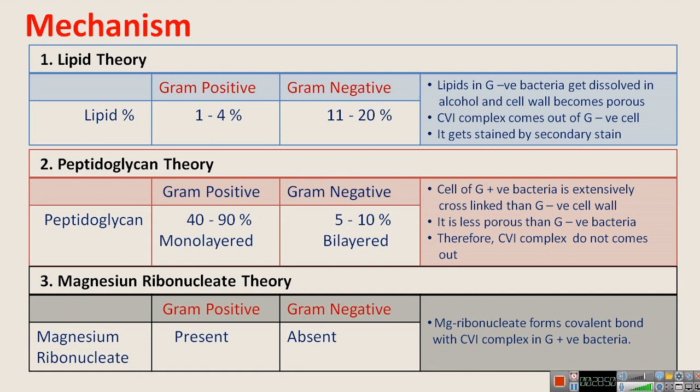And therefore the gram-positive bacterial cells retain the color of the crystal violet, and the gram-negative bacterial cells get decolorized, and subsequently they take the color of the secondary stain or counter stain, that is the basic fuchsin or safranin, and they appear pink in color. So that is the mechanism of the gram staining.